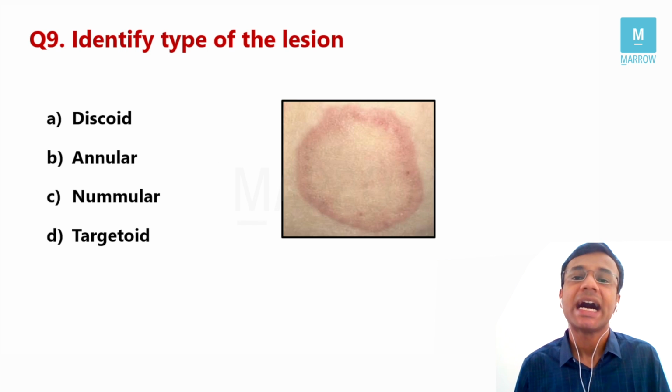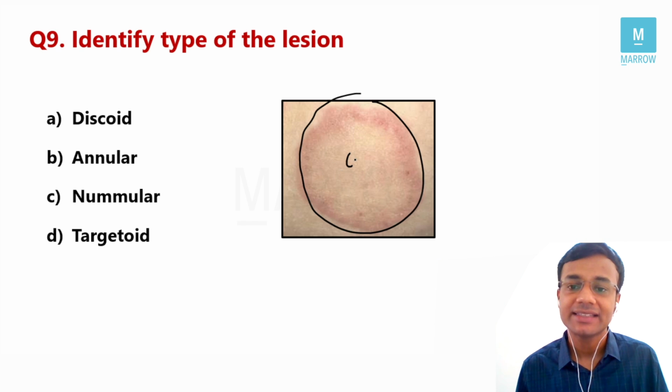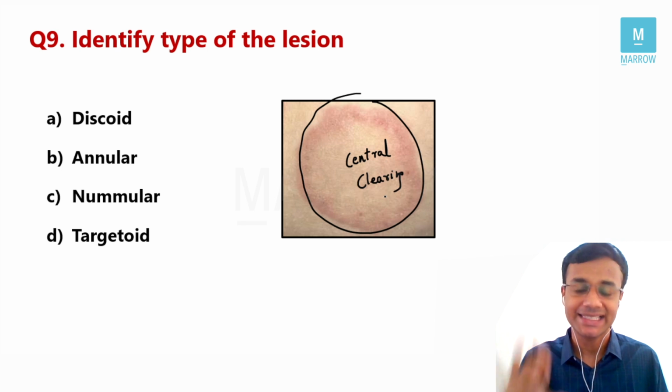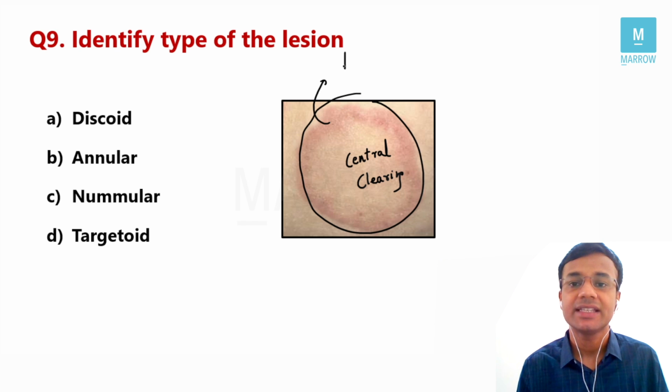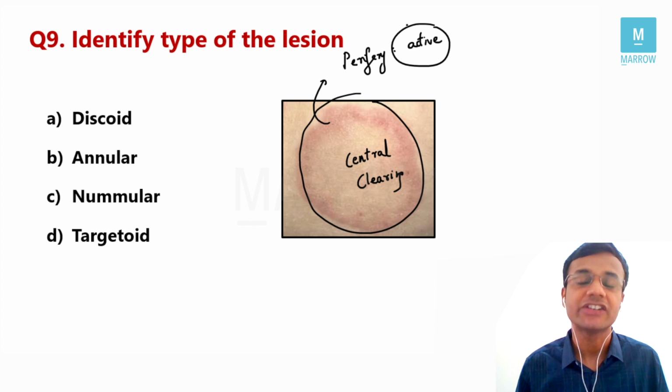Question number 9. Identify the type of skin lesion which is shown here. So these are the multiple options: discoid, annular, nummular and targetoid. Now when you look at this image, what do you see? You see that this is an annular lesion. You see that there is central clearing. Now this is very important. So this is a rounded lesion with central clearing, and you can see that the periphery is very active. Periphery which is active can be scaly, can be erythematous with a central clearing.